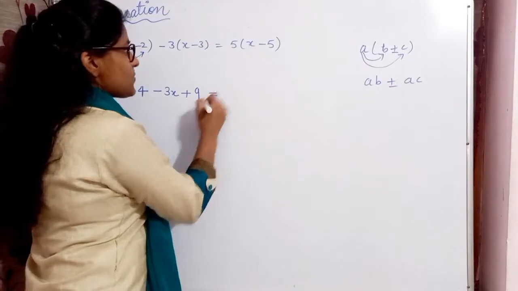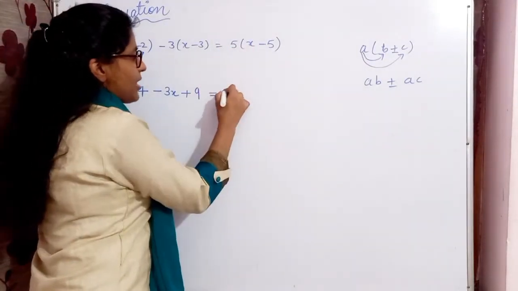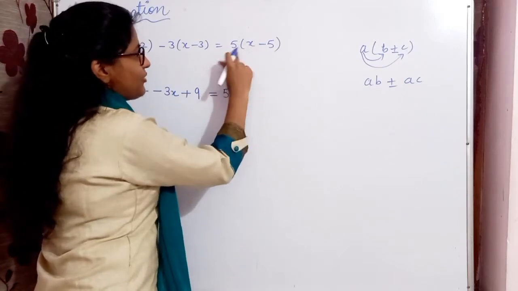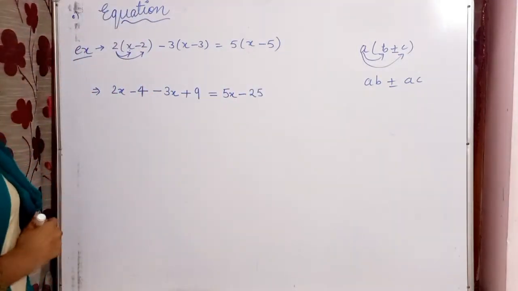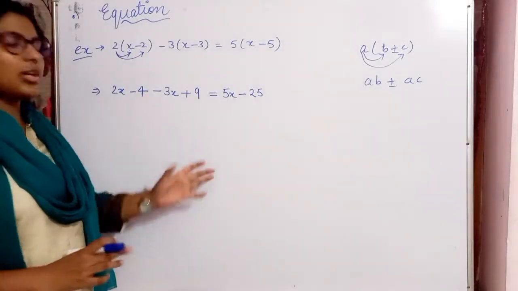Equal sign as it is. 5 multiplied by x, because it is positive, is 5x, and 5 times minus 5 is minus 25. After getting to this situation, this is just a simple equation. Yes, you are looking at just a simple equation.